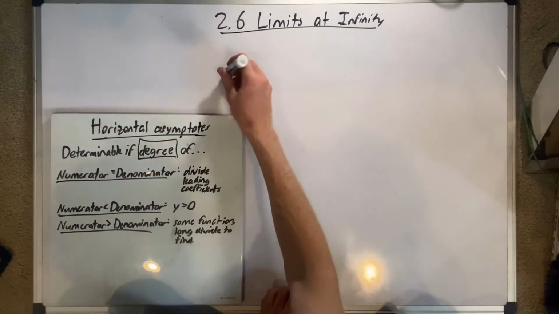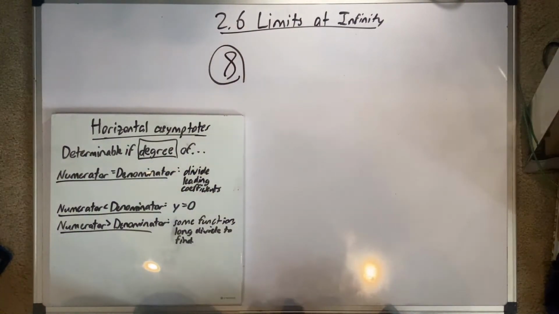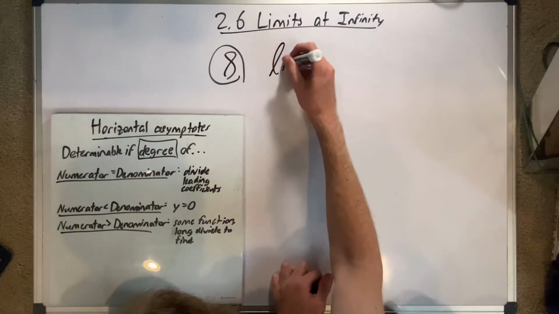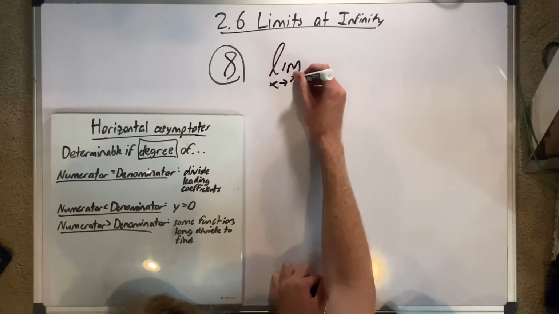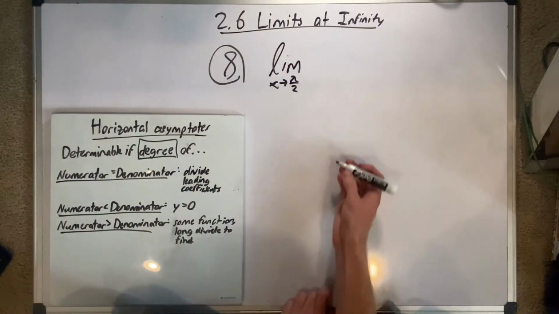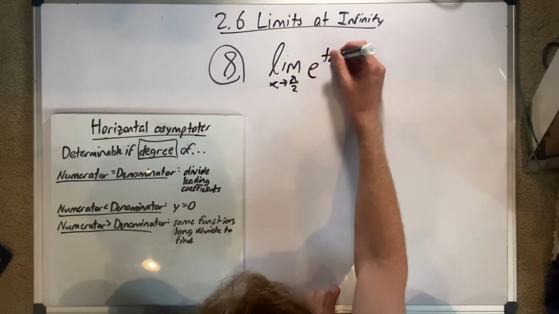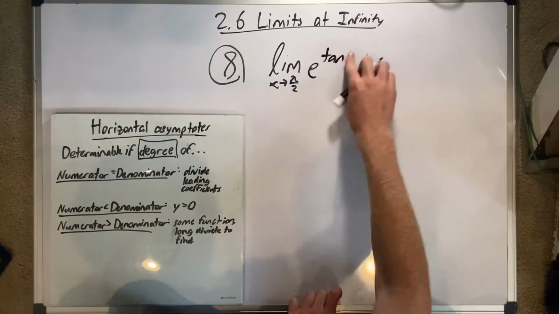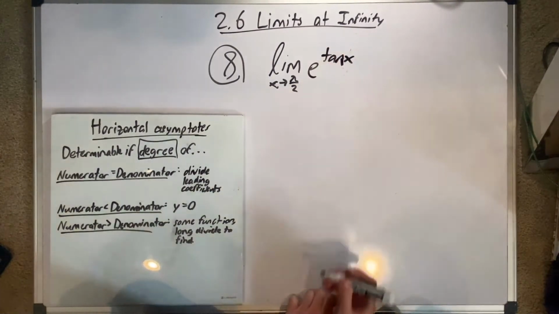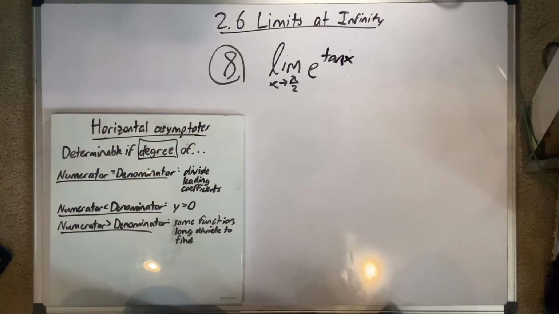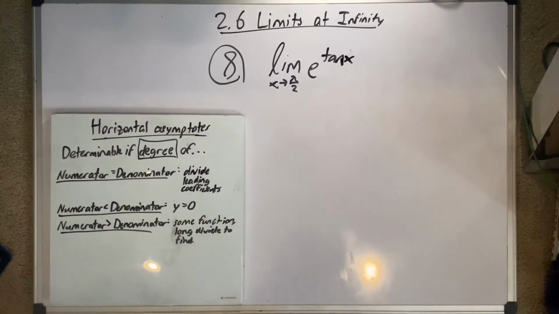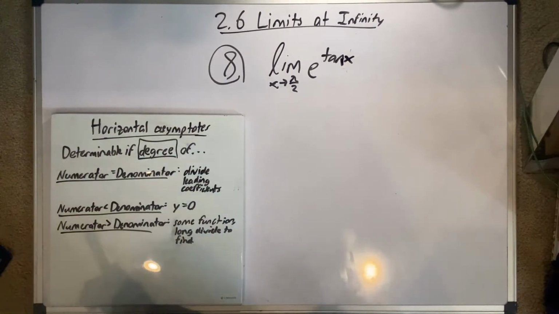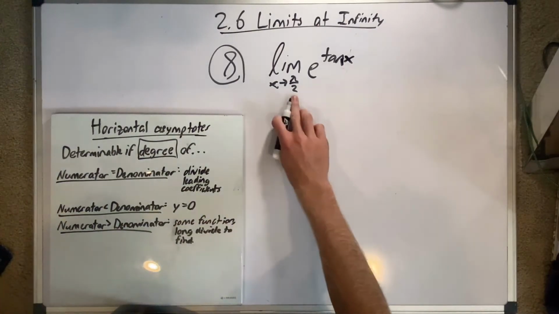Now let's talk about number 8, the final problem. Limit as x approaches pi over 2. Oh, different number. Of e to the tangent, no, not pi, tangent x. Oh, that's a little weird. I don't like that one. I'm not a fan of this one. So let's think for a minute. How does tangent work as you approach pi over 2?